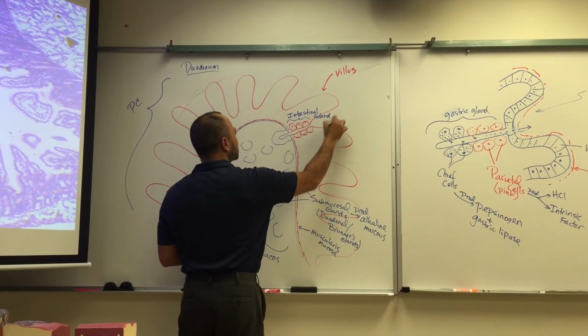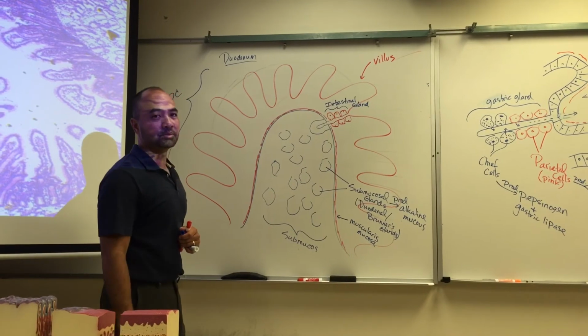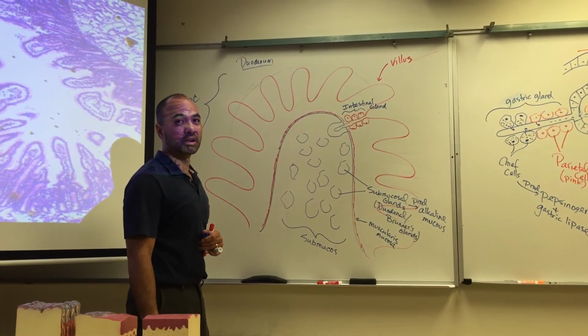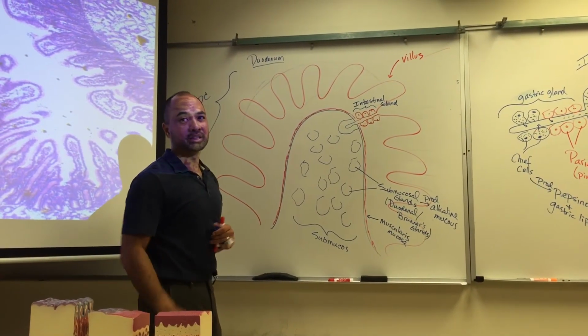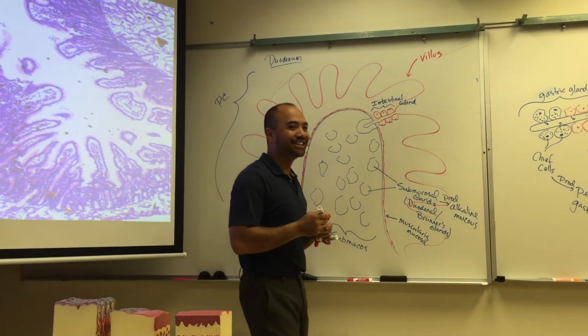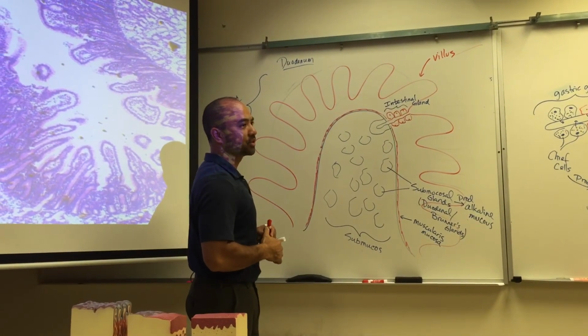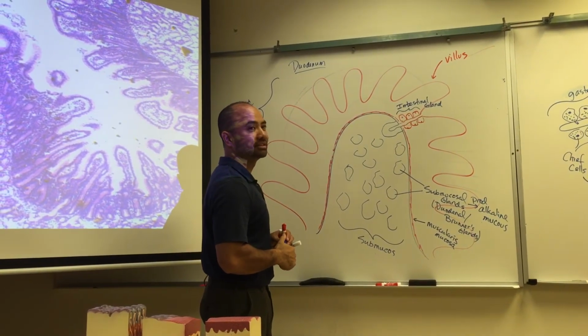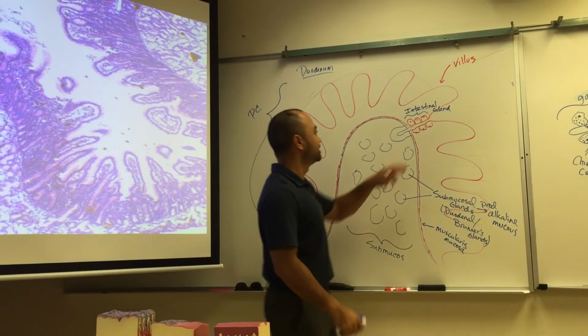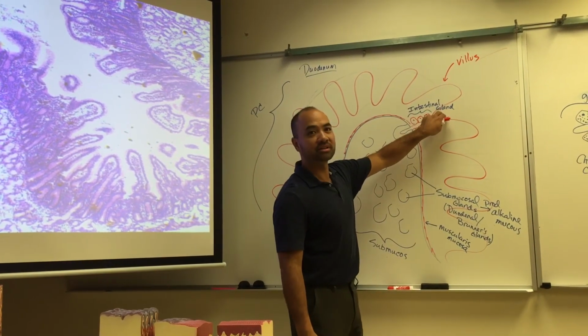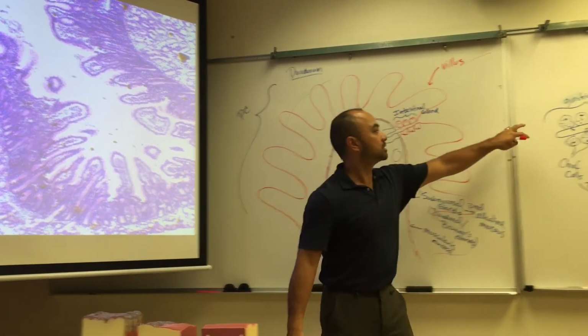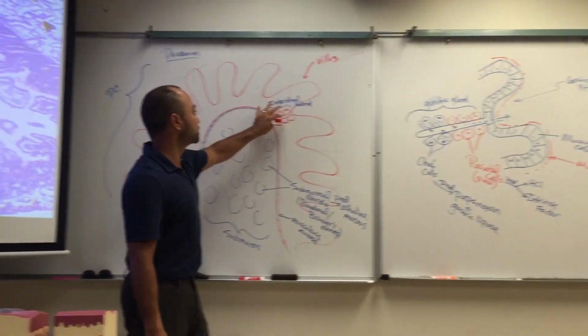The other name that they use for this is the crypt of Lieberkühn. What do you want to call it? The intestinal gland is totally acceptable, all right? So when they first saw this, they called it the crypt of Lieberkühn, named after Lieberkühn, okay? But now, forever, intestinal gland. Gastric gland in the stomach, intestinal gland in there.